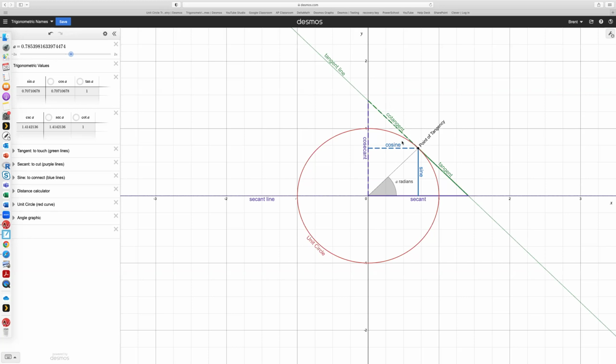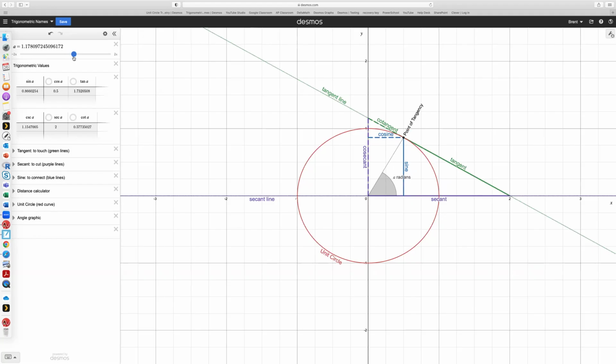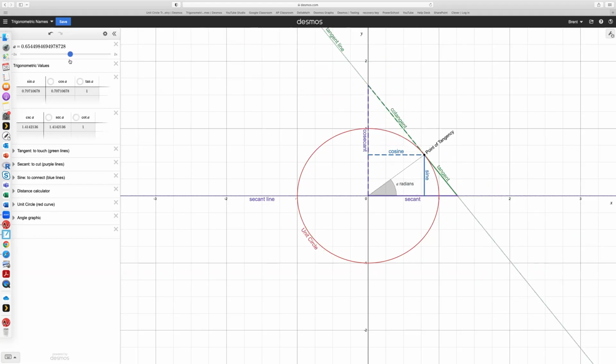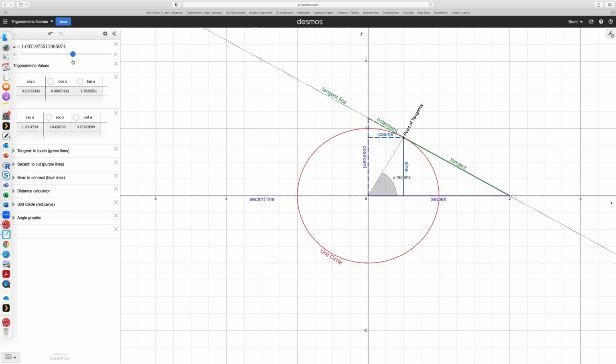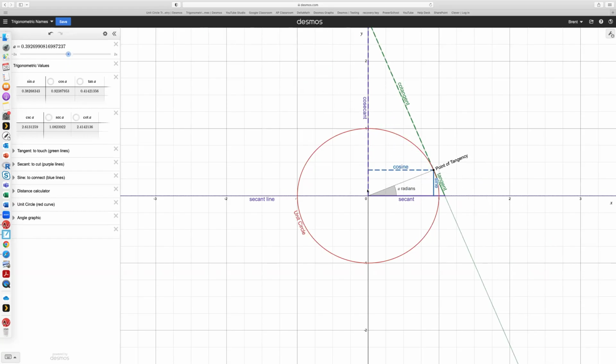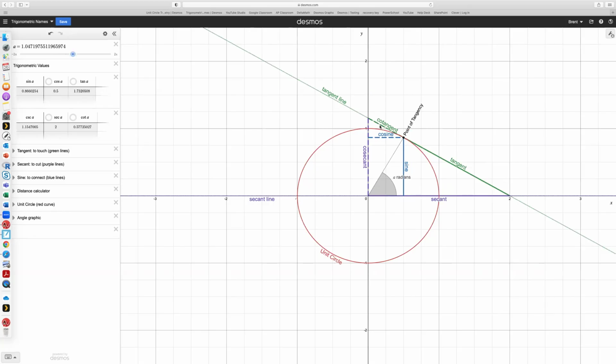Make sense? Okay, now, as your point moves, tangent either gets longer or shorter, and as tangent gets longer or shorter, cotangent does the opposite. Make sense? So here, tangent would be very, very small, but cotangent is very large. But if I adjust it this way, now tangent is very large and cotangent is small. Making sense how this works?